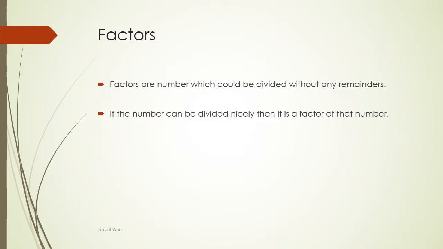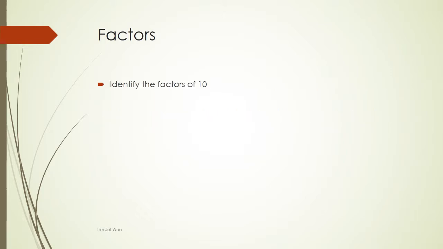Now, this is not that easy to understand, so let's look at a typical question. Here's a typical question: identify the factors of 10. Well, there are many ways of doing this, but usually we can start with a smaller digit and move upwards. So the smallest digit that we can think of is actually 1.